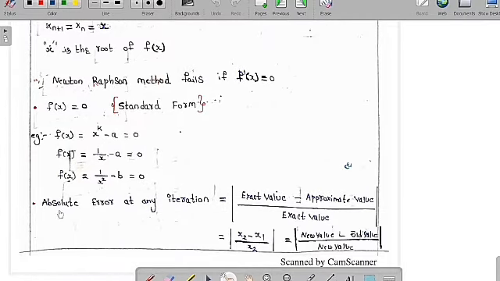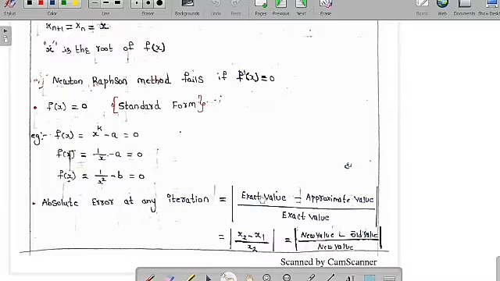Now the absolute error at any iteration, as you do the iterations one after another. I want to know the absolute error at any particular iteration, which is the modulus of the exact value minus the approximate value, divided by the exact value. The exact value you get by the integration method, whereas the approximate value you always get by the numerical method. So we can say true value minus measured value by true value.